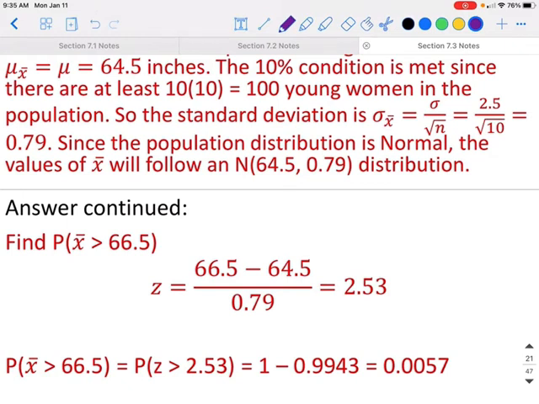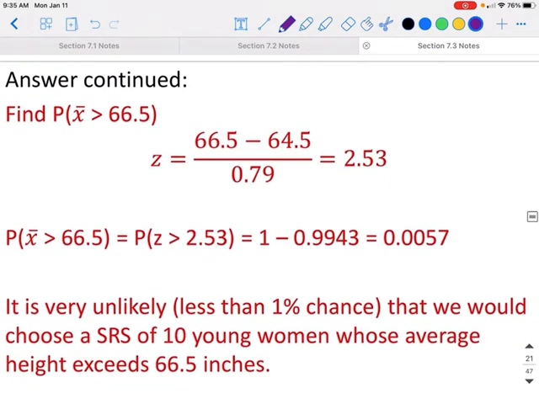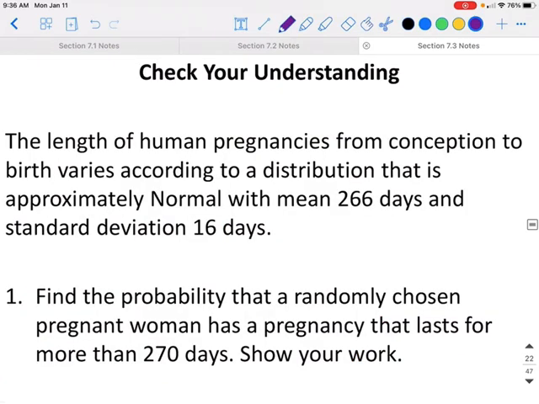But we're looking for greater than, or the area to the right. So the whole area is 100%, or 1. So 1 minus the area to the left will tell us the area to the right, which is 0.0057. So it is very unlikely, actually less than a 1% chance, that we would choose a simple random sample of 10 young women who average a height that exceeds 66.5 inches.